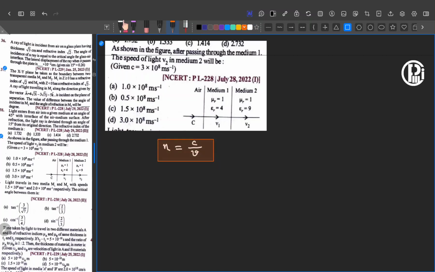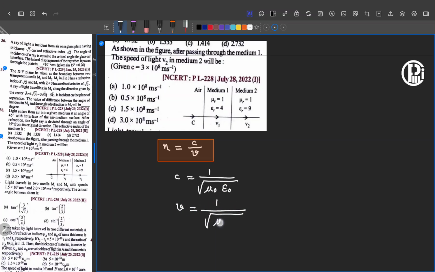And one more formula you have to keep in mind, from electromagnetic waves, if you remember, c is equal to 1 by under root of mu naught epsilon naught. For a medium, v is equal to 1 by under root of mu epsilon, where mu and epsilon are permeability and permittivity. You have to keep these formulas in your mind also.